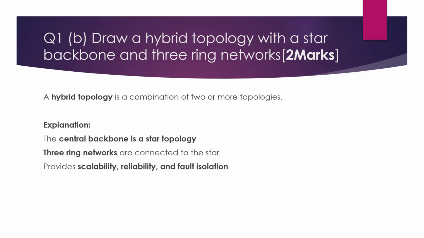Here I have labeled ring network 1, ring network 2 and ring network 3. These are the 3 rings that are connected to the hub or switch, that is the star backbone. Whenever you are drawing a diagram, don't forget to label it. This is an easy 2 marks. With this simple diagram, you got 2 marks.